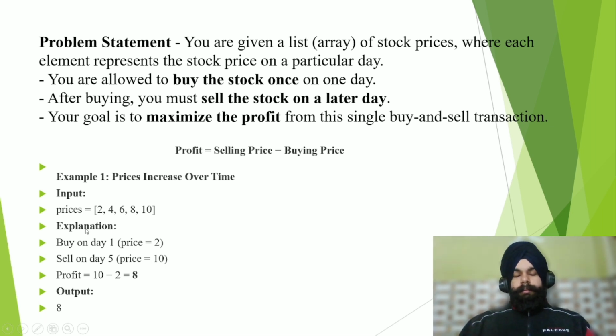So here is the explanation. Let's suppose we buy a stock on day 1, so its price will be 2, and if we sell on day 5, its price will be 10. So our net profit or maximum profit will be 10 minus 2, which is 8. Clearly, we have to get the maximum price value and the minimum price value over the array to get the maximum profit. So in this example, we have taken the maximum price value and the minimum price value and calculated the maximum profit.